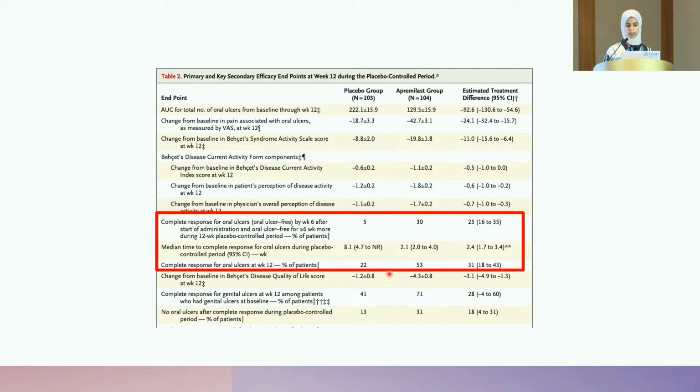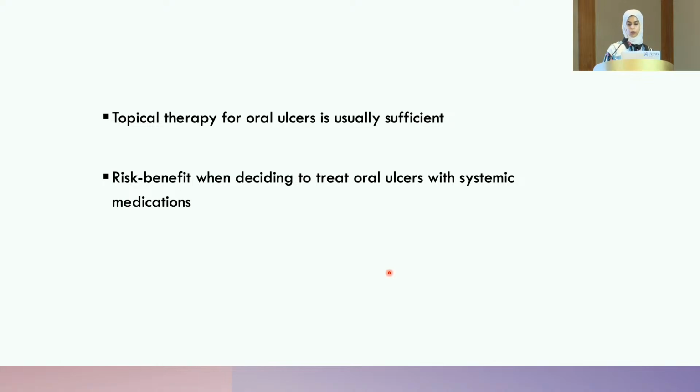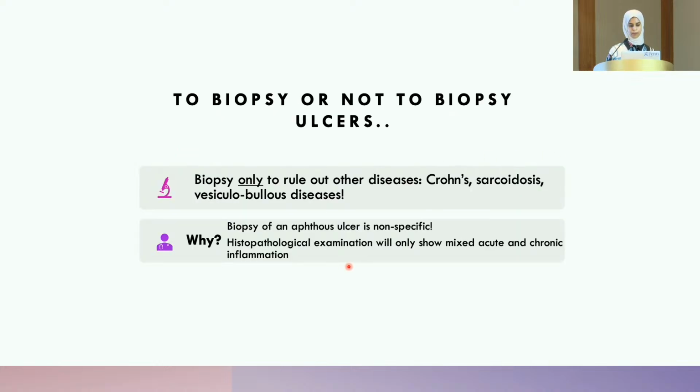So really encouraging results. So while there is really no gold standard treatment for how we manage recurrent aphthous ulcerations, we do have a number of medications available to us in use. In practice, though, topical therapy usually is sufficient and efficient for our patients, but we always do risk-benefit, we weigh the risk and benefit when we decide, do we want to treat these patients with systemic medications? But like I said, usually topical therapy is sufficient. Only in select patients do we go on to consider systemic medications.